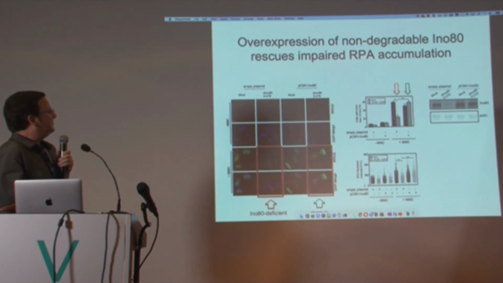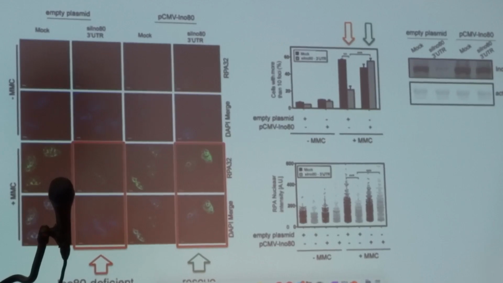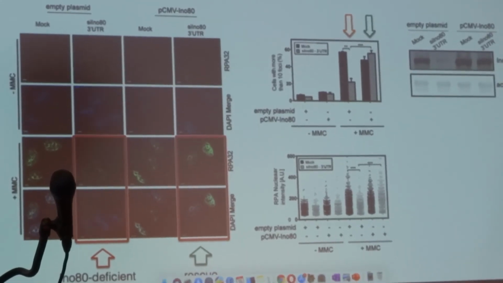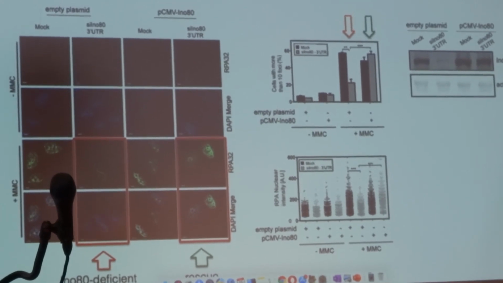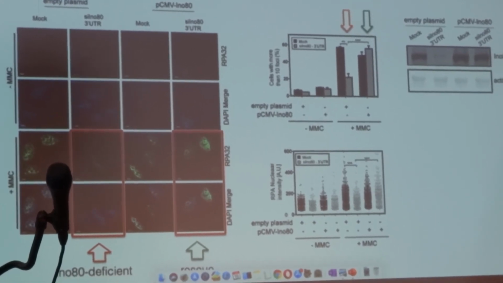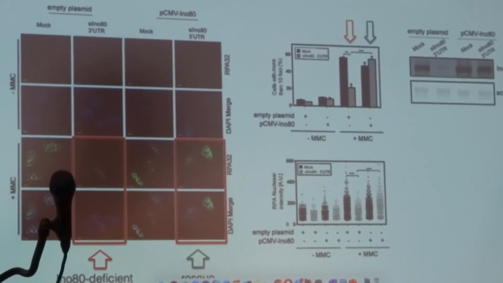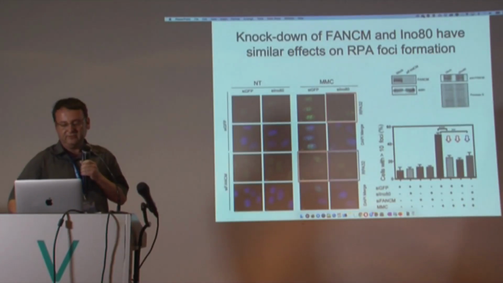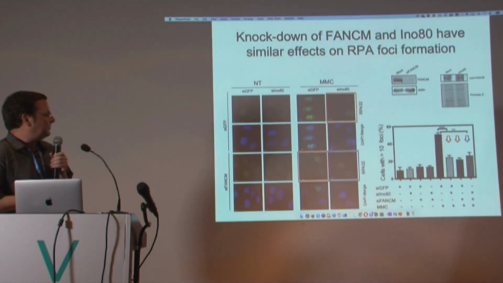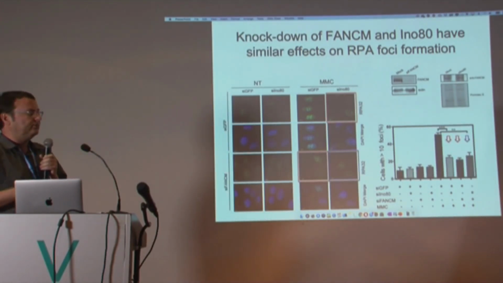So this could be rescued by overexpression of non-degradable INO80, in the cells that were transfected with the RNase-resistant INO80. So it's dependent on INO80. And as I have told you, FANCD2 is required to accumulate RPA at interstrand crosslinks.